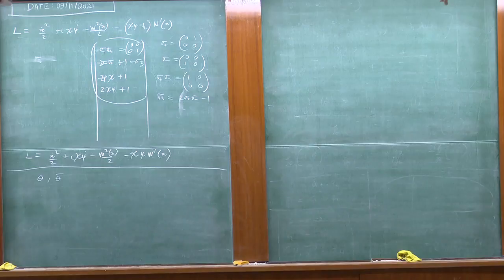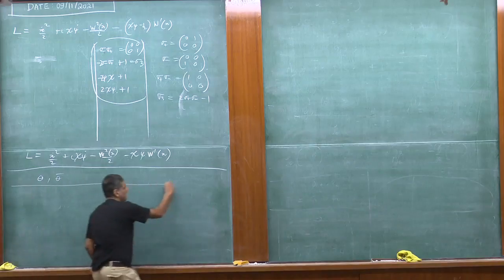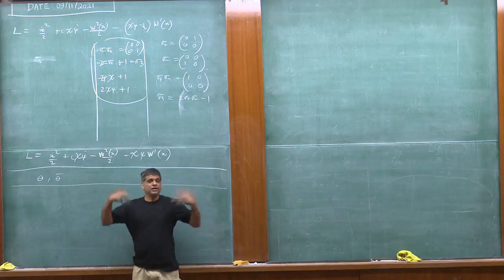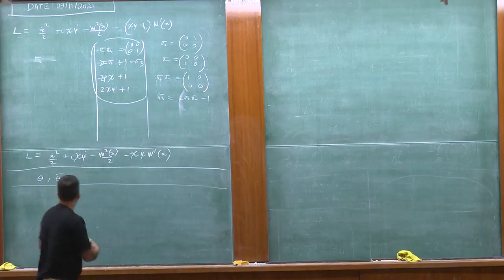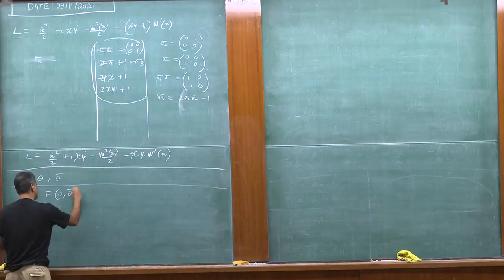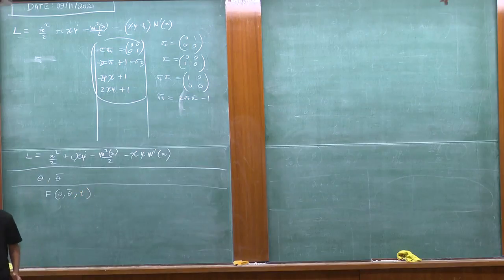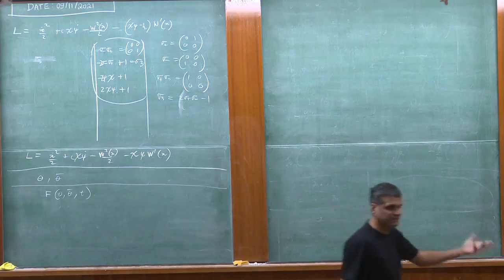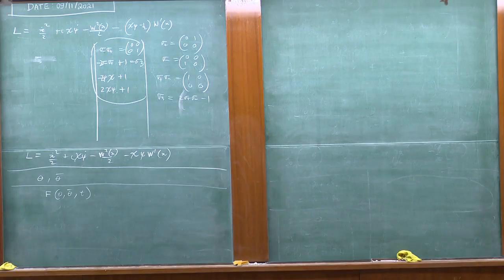And on this space, now I define functions. A general function will be a function of theta, theta bar, and time. So far what we've been dealing with is functions just of time. Right? x was a function of t, chi was a function of t, psi was a function of t. Now, just as excursionary mathematics, I'm going to look at functions of time, theta and theta bar. All good?